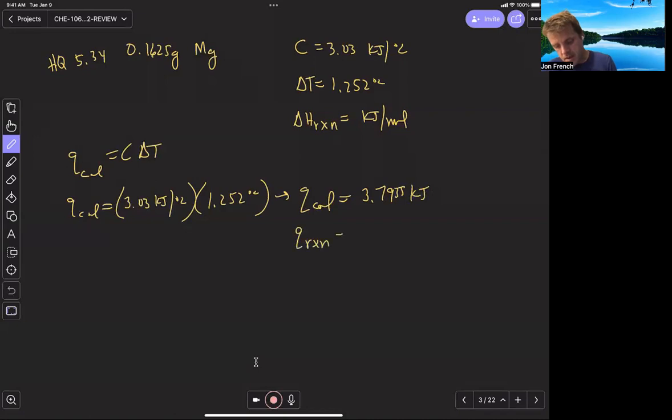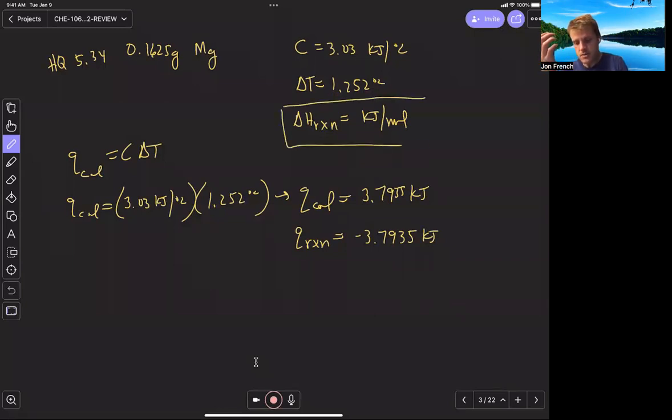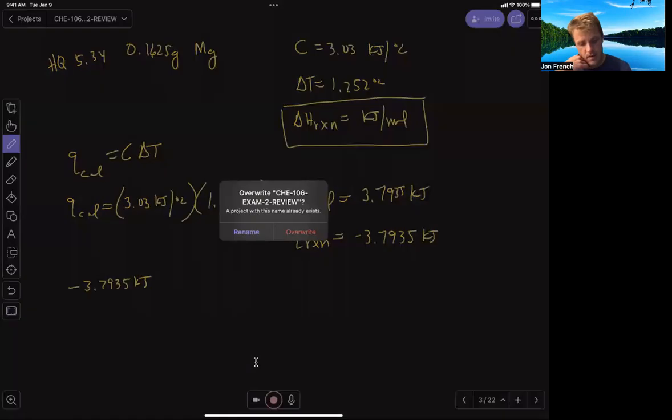So what does that make my Q for the reaction? It has to have the negative sign, the opposite sign. The reaction lost that energy because the calorimeter absorbed that energy. And then the last step, they're looking for kilojoules per mole. So I've got 3.7935 kilojoules.